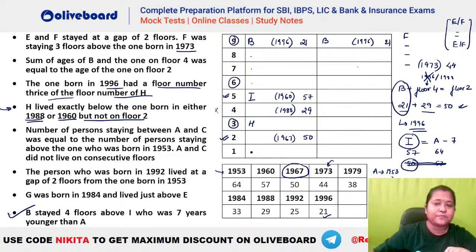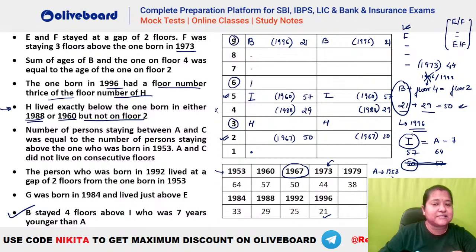1996, 21. Okay. This is I, who is born in 1960 and is 57 years old. This is the person who is 1988 and is 29 years old. This is H, 1967, 50 years old, right? So let's try to place E and F. That is, F is 3 floors above 44, right? This hint, let's try. So in the first case, where can we have F?